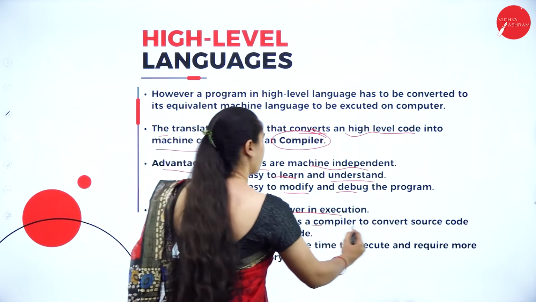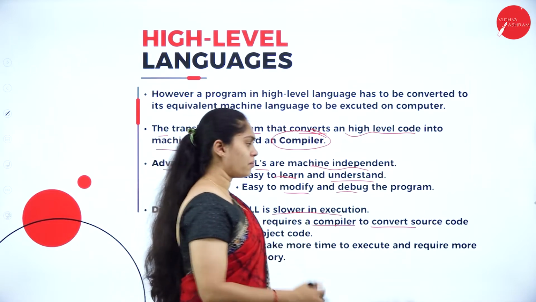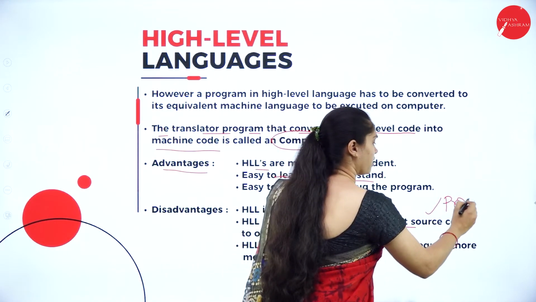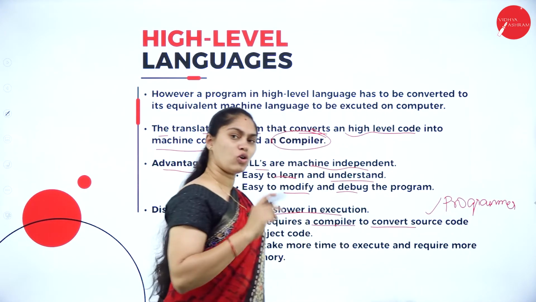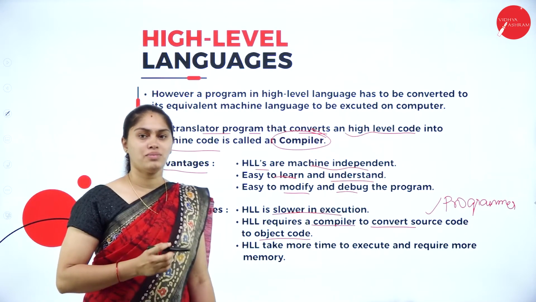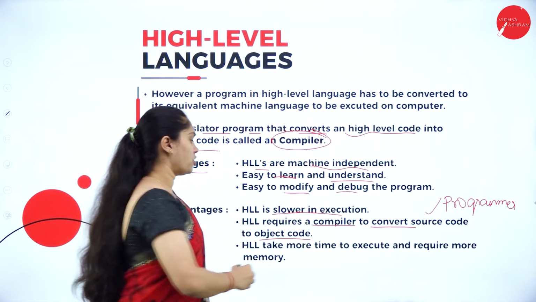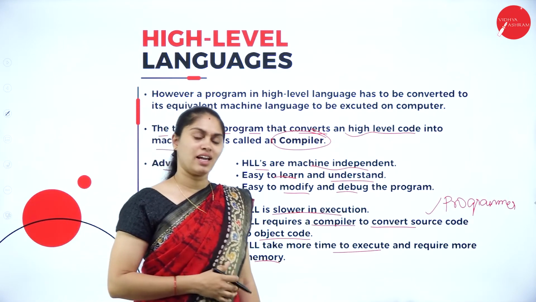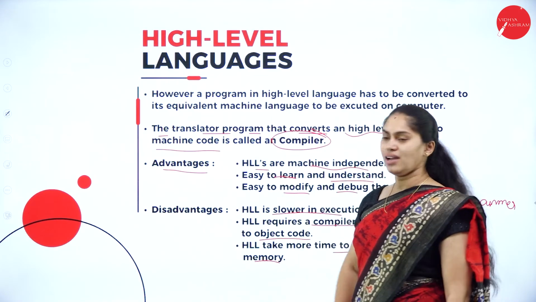And it also requires a compiler in order to convert source code to object code. Remember, the code written by the programmer is what we call source code. The code which can be understood by the computer is what we call object code. That will be in zeros and ones. It also takes more time to execute, and it requires more memory space for the loading and execution of high level programming languages.